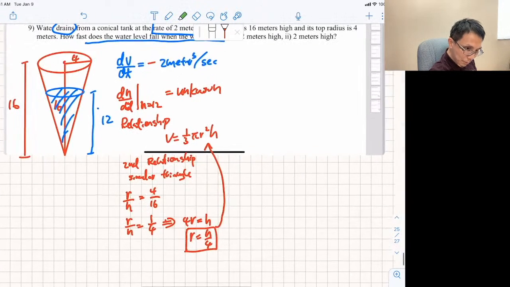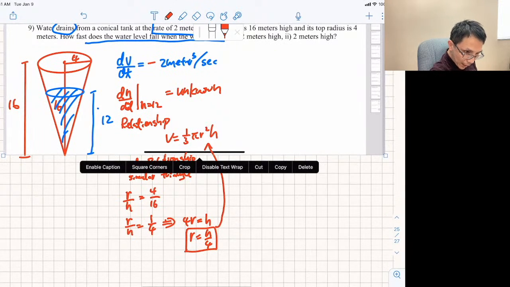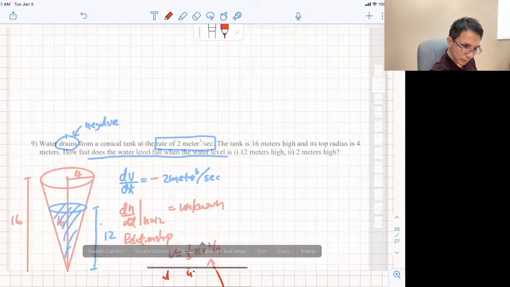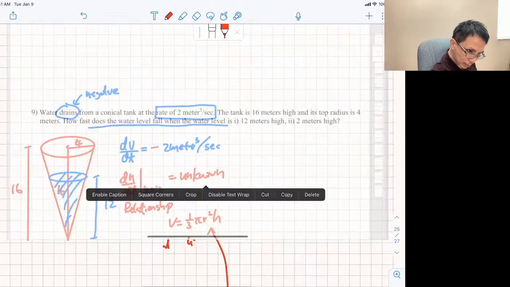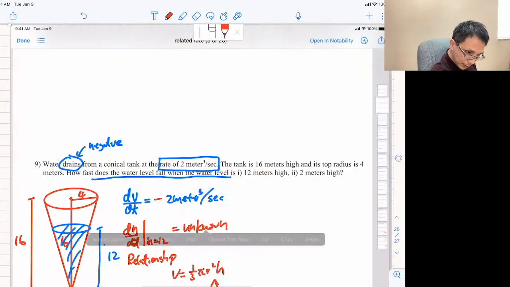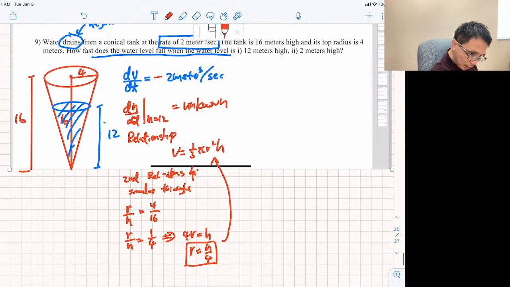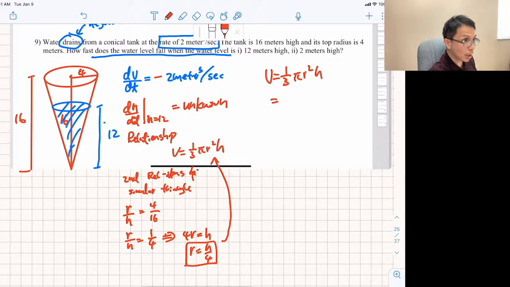You will get volume. Oops, my bad. I don't know what's happening. Oh my goodness. Volume is equal to 1/3 pi r squared h. Now I'm going to substitute the r. So it'll be 1/3 pi, h over 4 squared, times h.